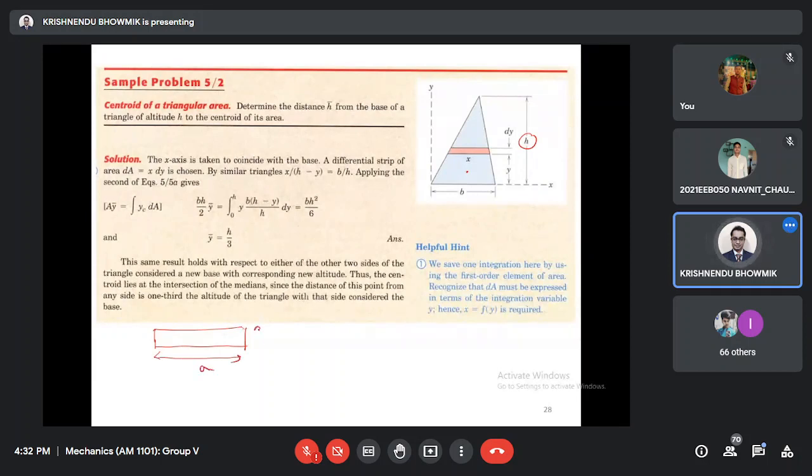This is A, this is B. Okay, this is the centroid, is not it? What is the centroid location? If this is (0, 0), what is the location of the centroid? A by 2, comma B by 2.